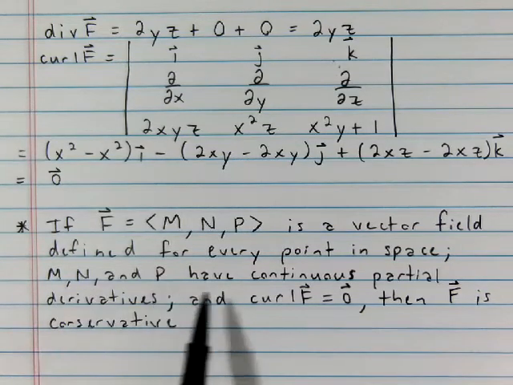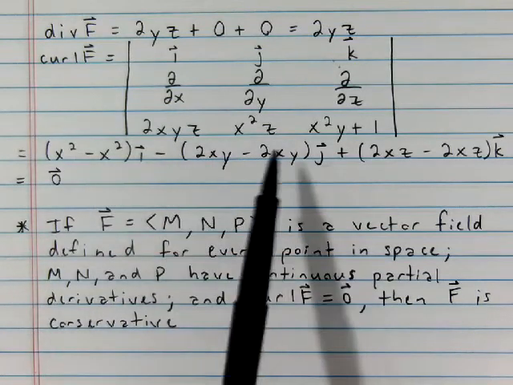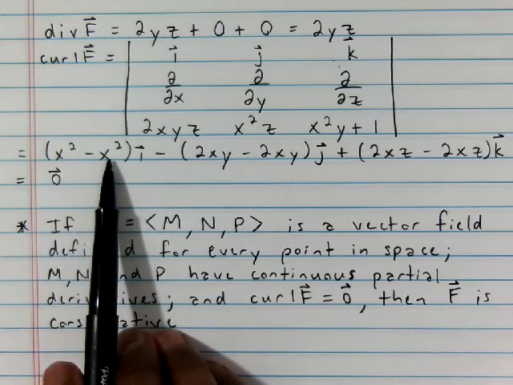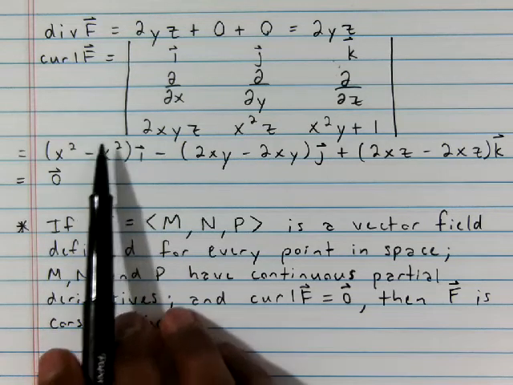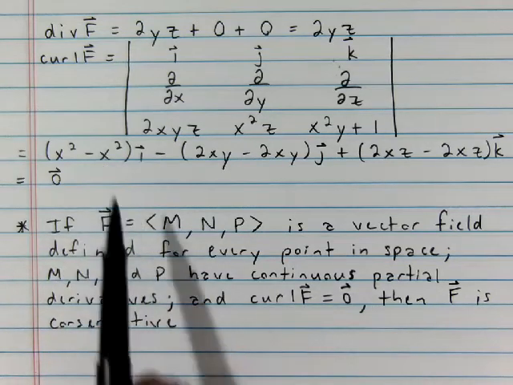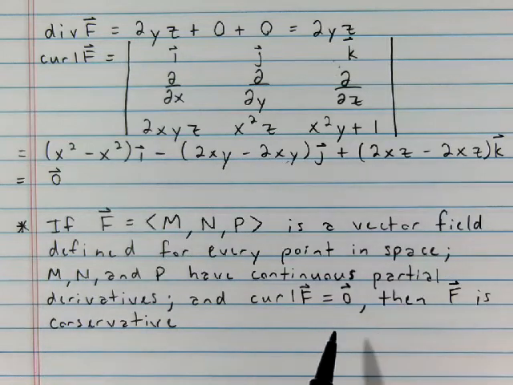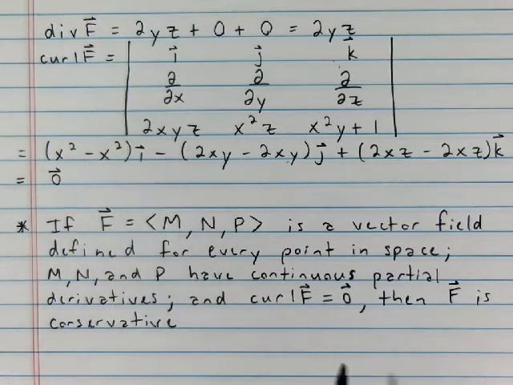Then M, N, and P have continuous partial derivatives. So for example, if we look at the previous problem that we just did up here, this is the partial of P with respect to y, which is a continuous function. It's just a polynomial. This was the partial of N with respect to z, which also has to be continuous. So all these partial derivatives that we see in here are all continuous functions. And then the curl of F is equal to 0. So all of these things hold for this vector function that we were considering up here. So that tells us that that vector function is conservative.